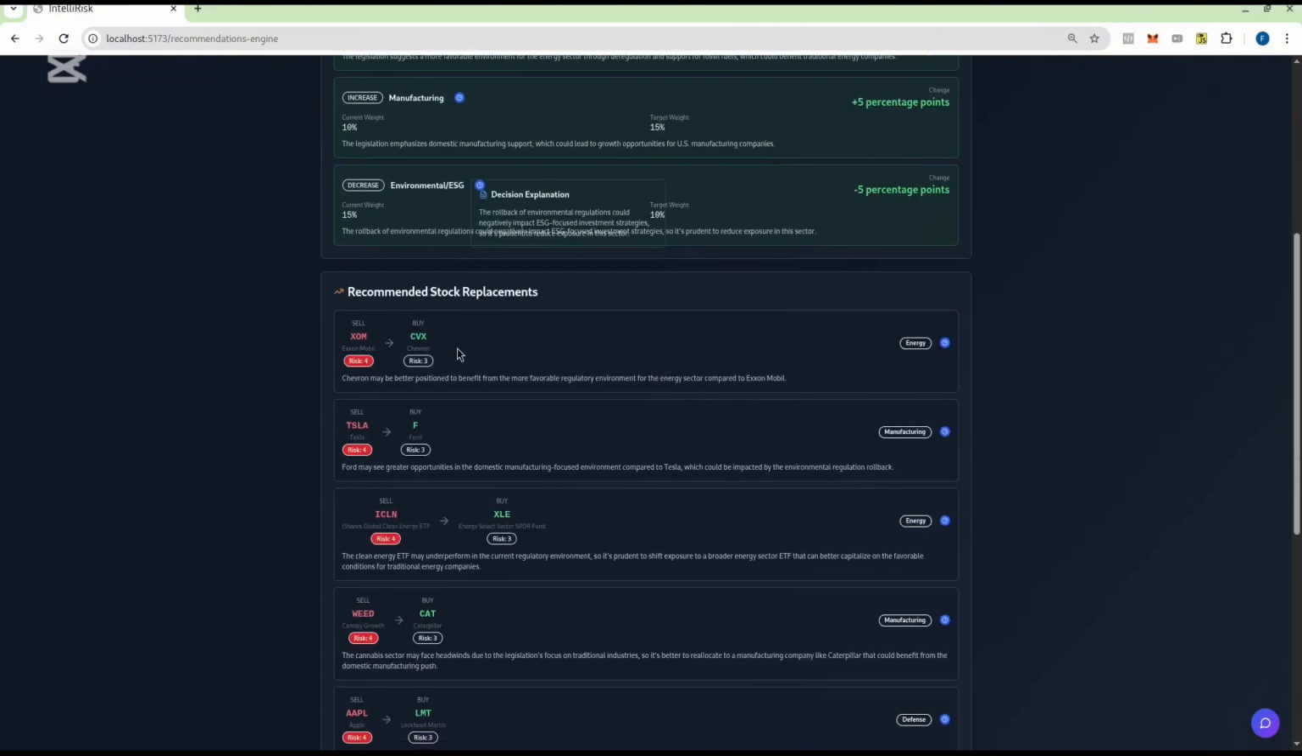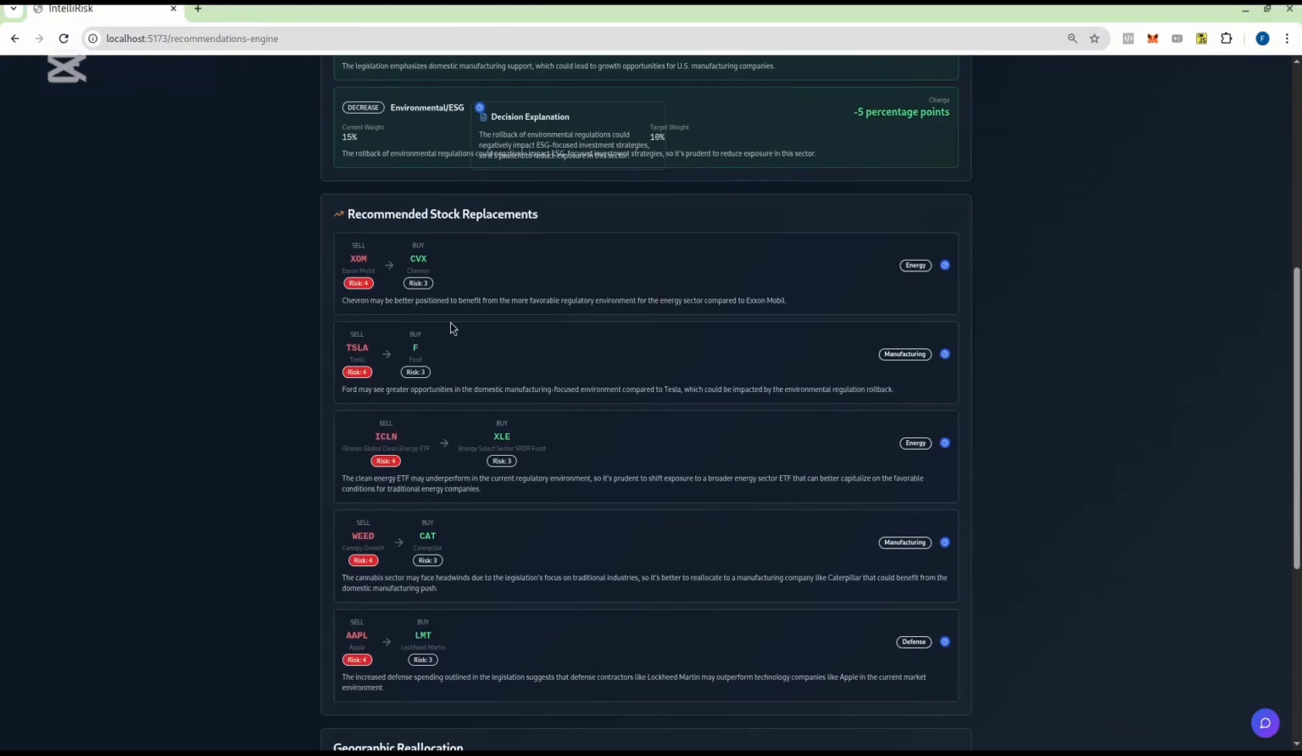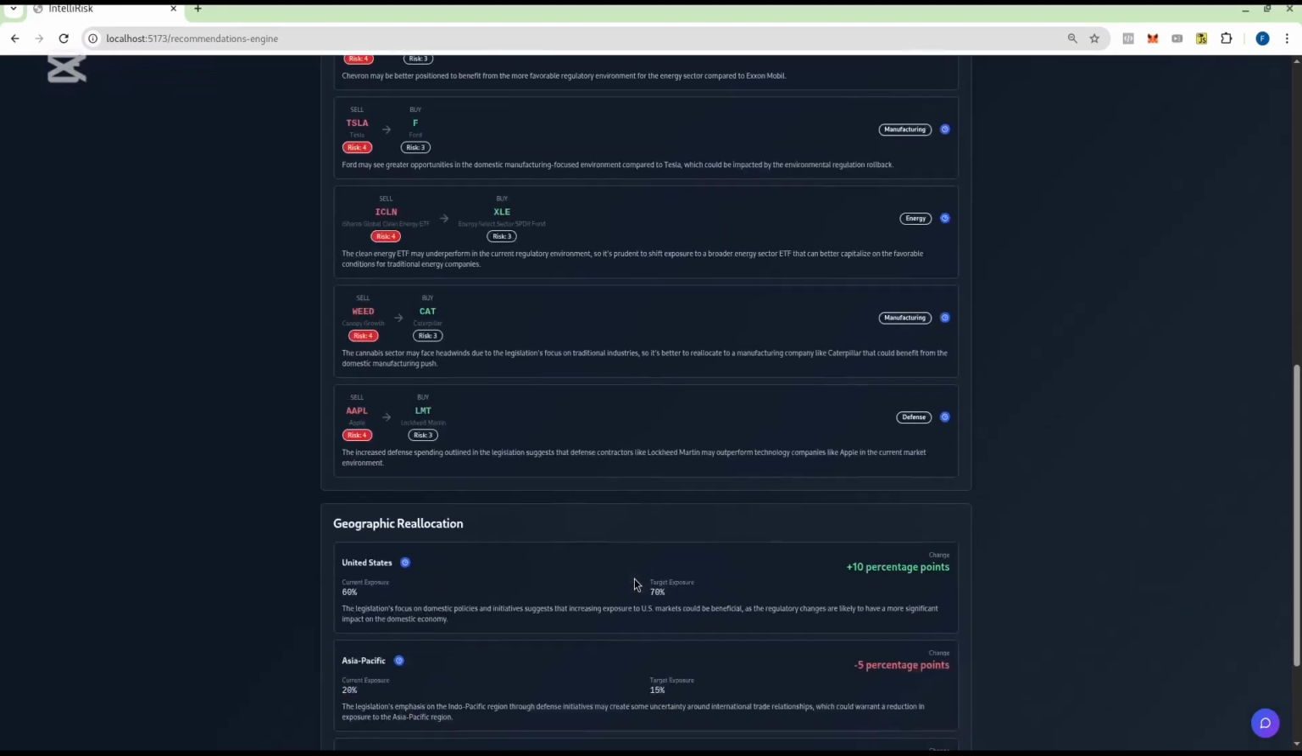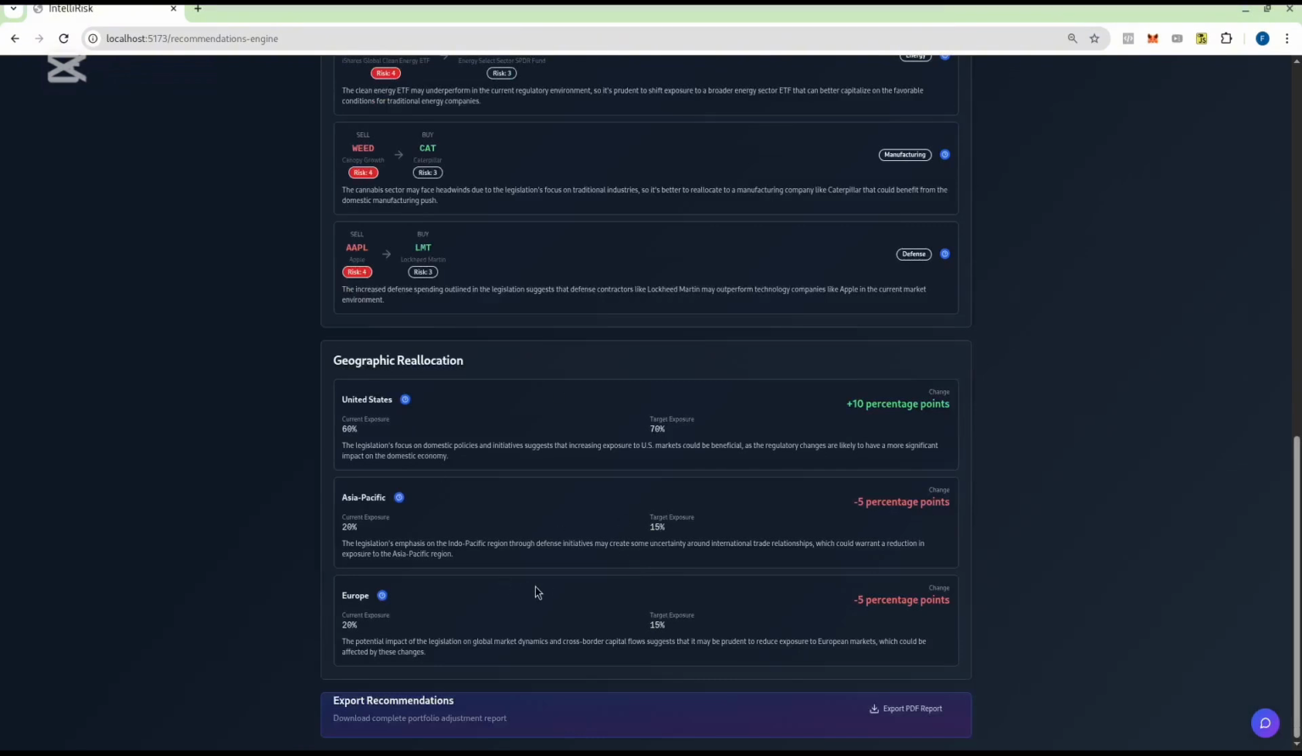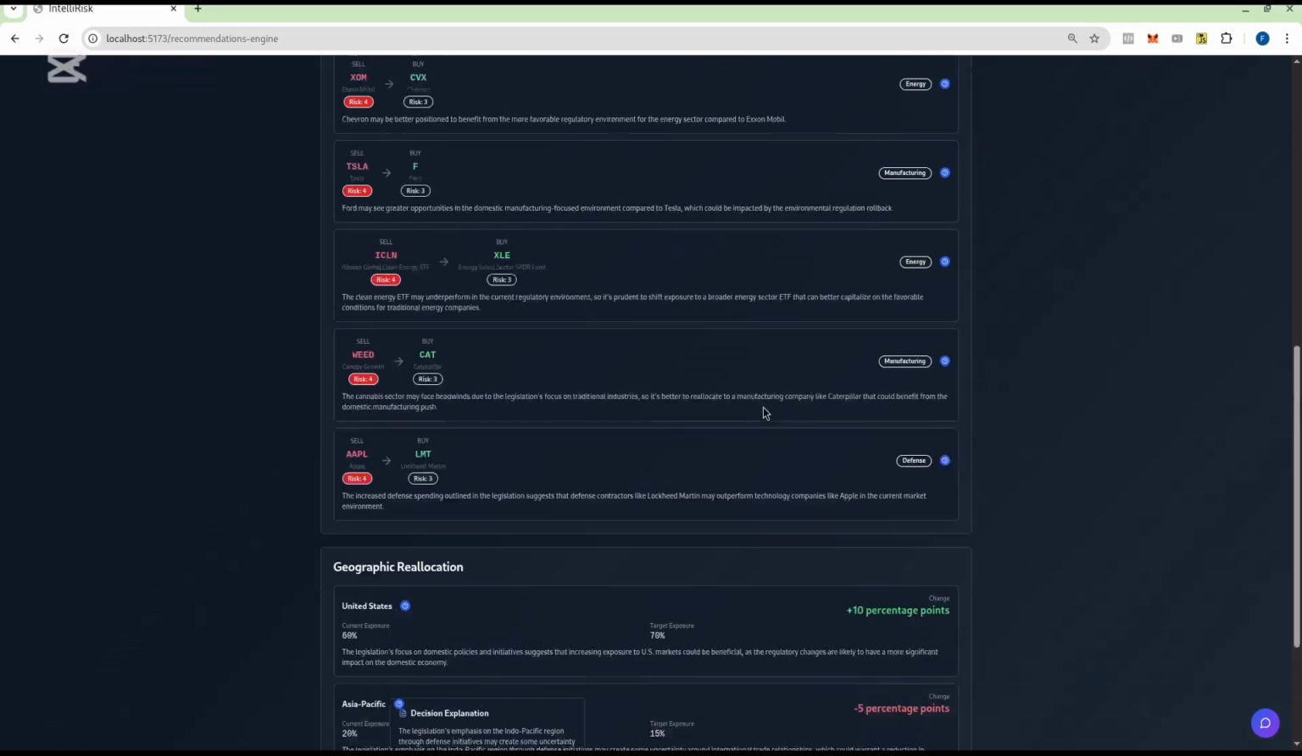Here are some suggestions of stocks to hedge from. So XOM to CVX, Tesla to Ford, etc. As you can see, there's also geographic reallocation to do, reducing exposure to Asia Pacific and Europe, to the United States, and it also explains why here. You can also export it to PDF.